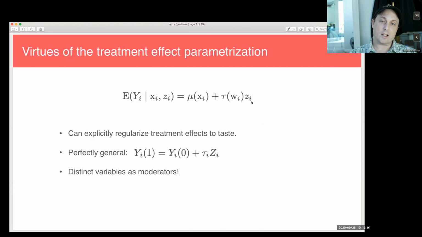So, I already said some of this, but we think that the virtue of this treatment effect parameterization is that we can explicitly regularize treatment effects to taste. Some problems you might want to be very heterogeneous, others you might want to be nearly homogeneous. But you don't lose any generality. This is just a way that you can represent the treatment effect and the potential outcomes in this framework. And as I mentioned a minute ago, a really important thing in practice is that it allows you to have distinct sets of variables as moderators. And when you do either of the other two approaches, that's really not possible, at least not without a lot of extra work.